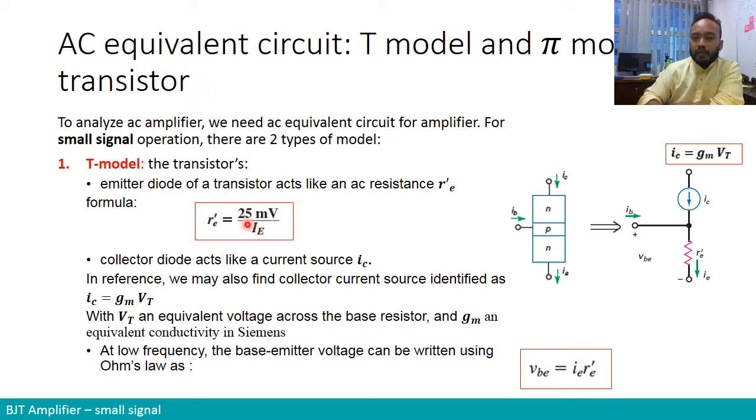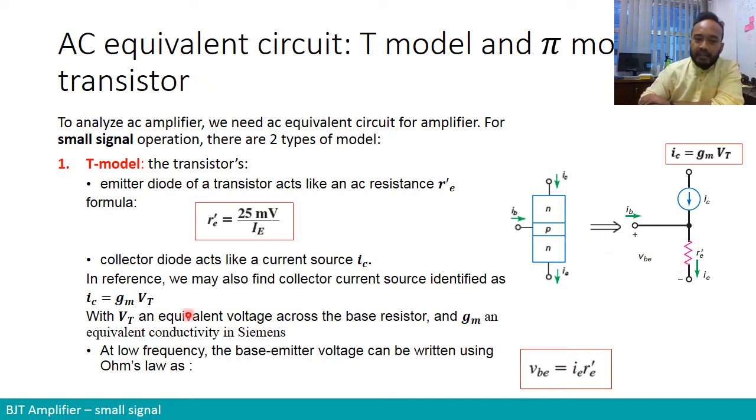So this is the formula: 25 millivolts. This 25 millivolts comes from basically a certain calculus, so we just take the value to do our calculation, divided by the emitter current. Of course, the emitter current needs to be calculated like what we have done in the previous slide. Once you have IE, because IE is part of the operating point definition of the BJT, then if you do this calculation, you will get what we call the AC resistance of the transistor.